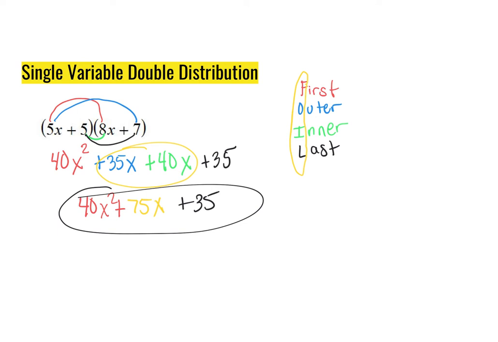Now I end up with 3 terms in this polynomial, and this is actually very special because there is a degree of 2, meaning the biggest exponent is 2. This is known as a quadratic, and we'll be getting into that later on this year if we have time.